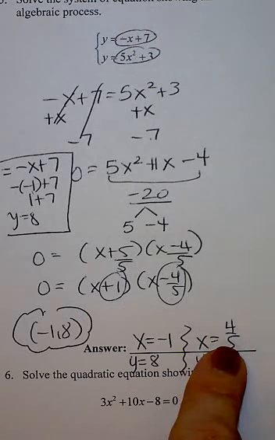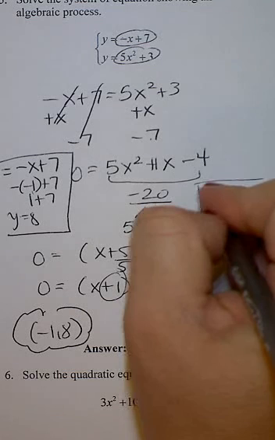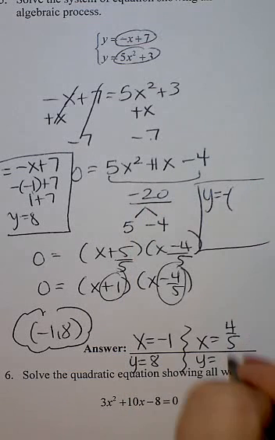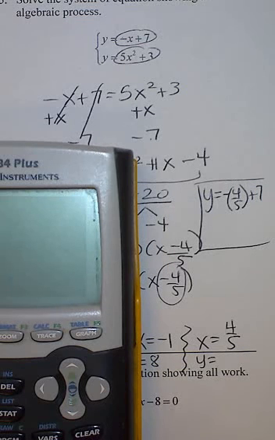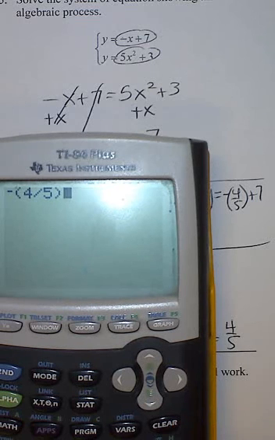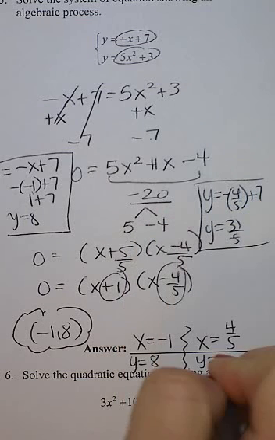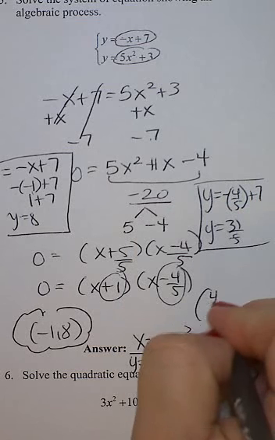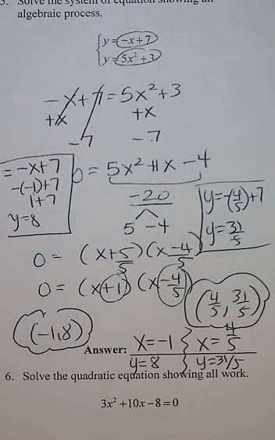Now 4/5. I'm going to use the same equation, and I'll use a calculator to do the work. So negative 4/5 plus 7. Grab your calculator, negative 4/5. Again, negative 4/5 plus 7. Turn it back into a fraction, although a decimal would not be wrong. And 31/5. So this is 4/5 and 31/5. Equivalent decimal answers would be acceptable.